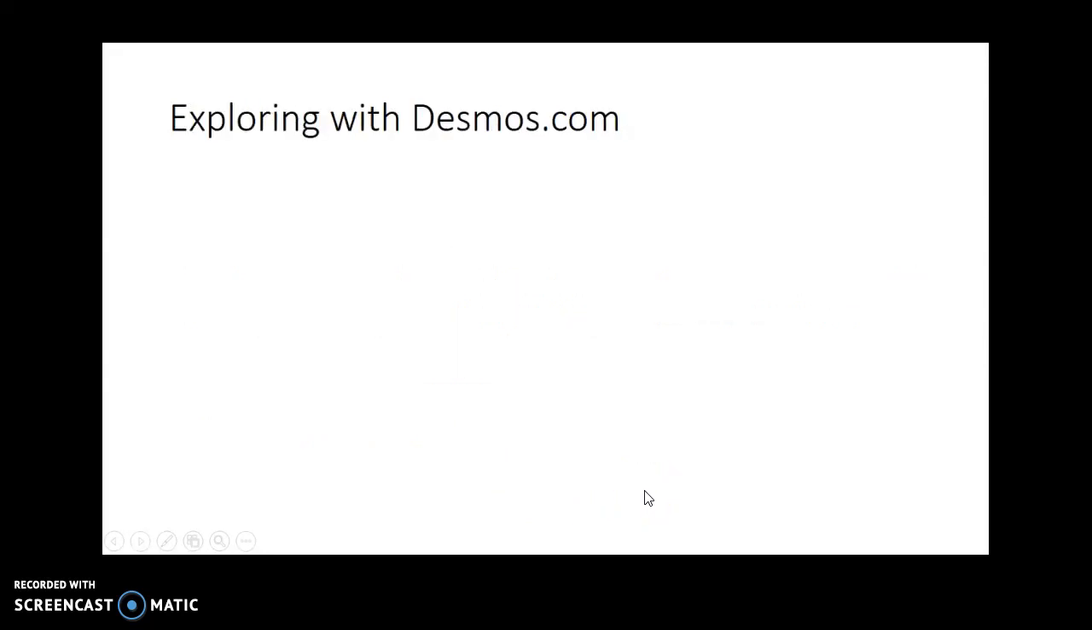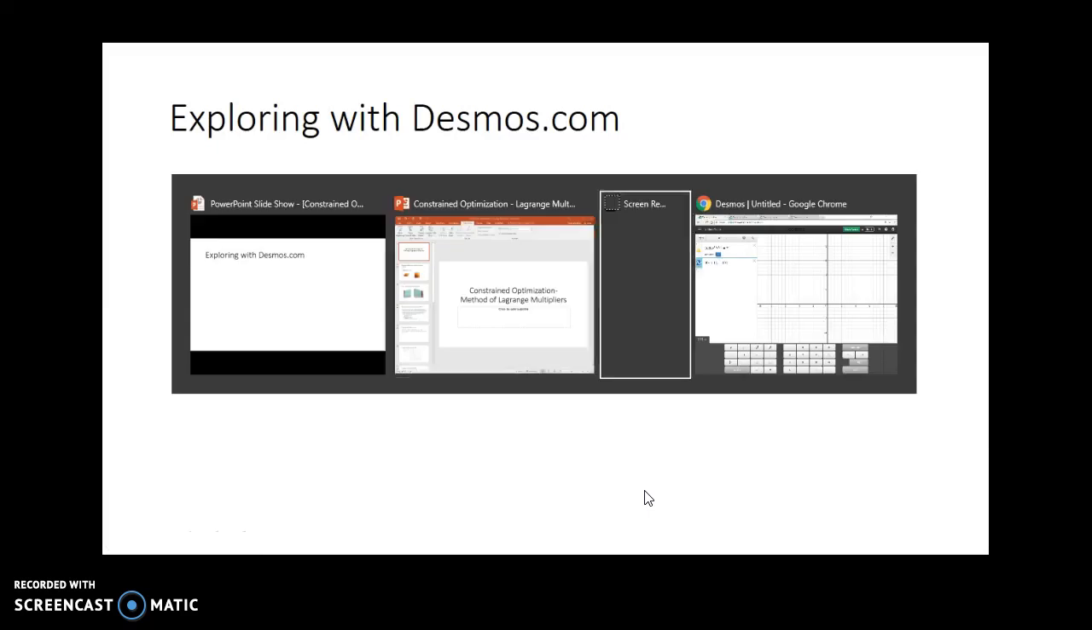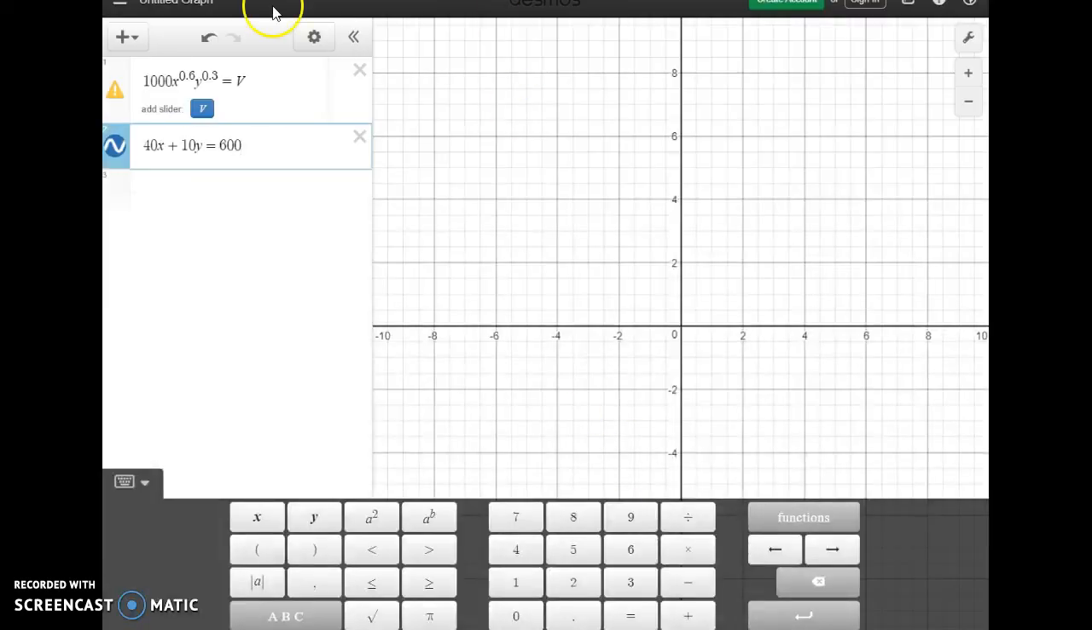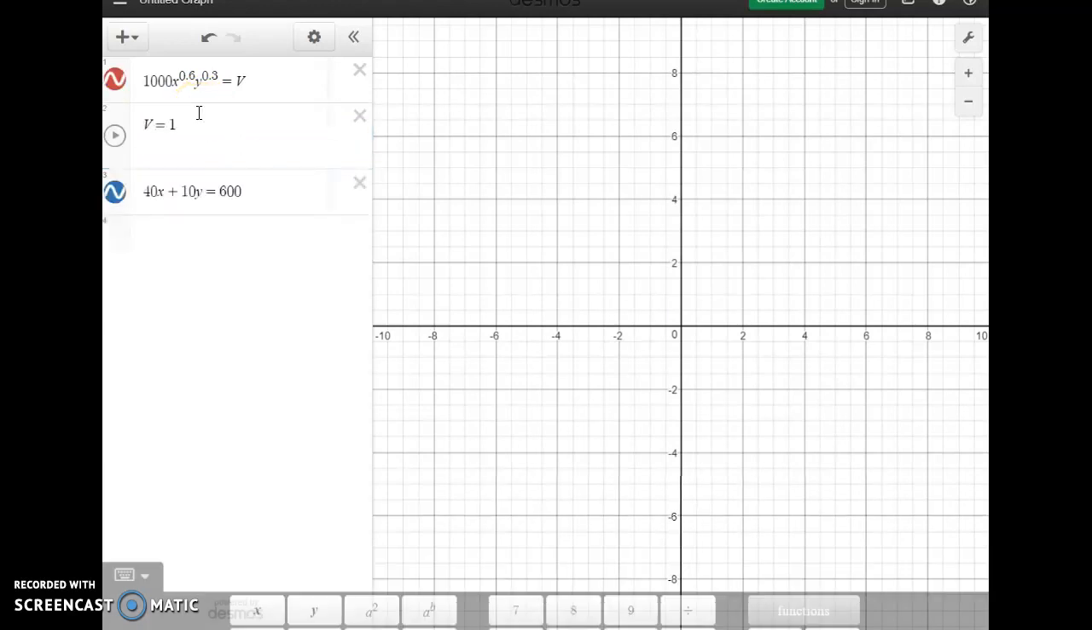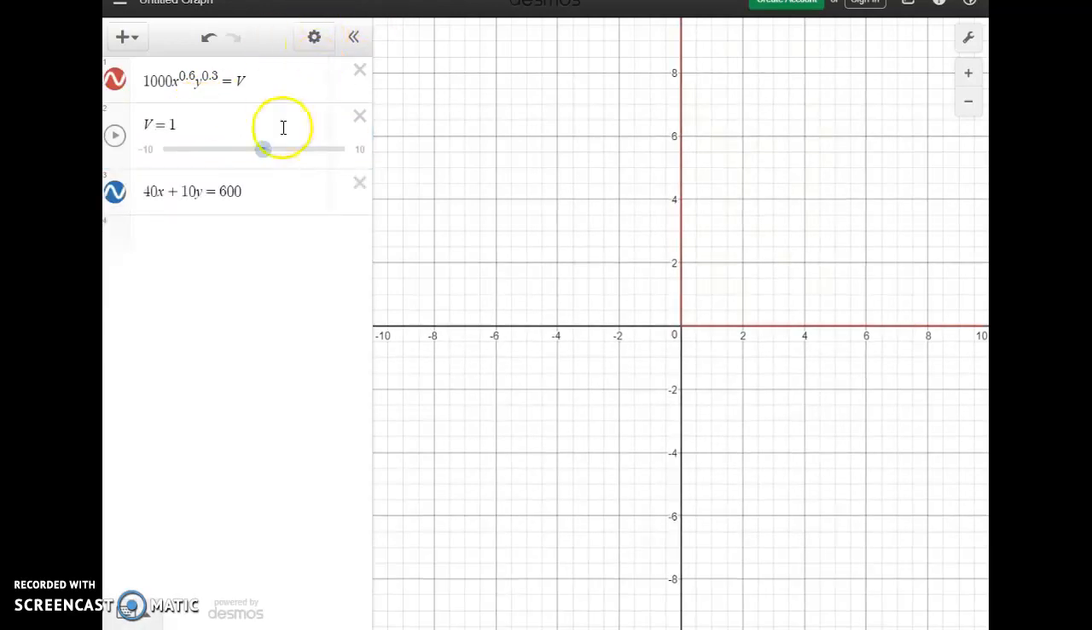Okay, so let's explore this first with Desmos. So I'll pop on over here to Desmos, and I'm just going to plot the line 40x plus 10y equals 600. And I'm going to type in 1000x to the 0.6, y to the 0.3 equals v, but I'm going to insert a slider for the number of visits. Because this is a multivariate function, the only way I could graph this is if I can get it down to two variables. So I can look at or simulate different v's and see what's going on here.